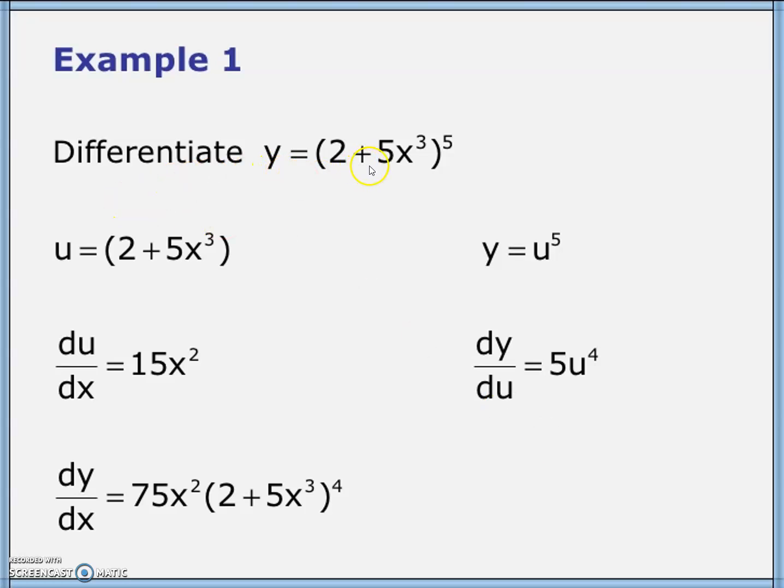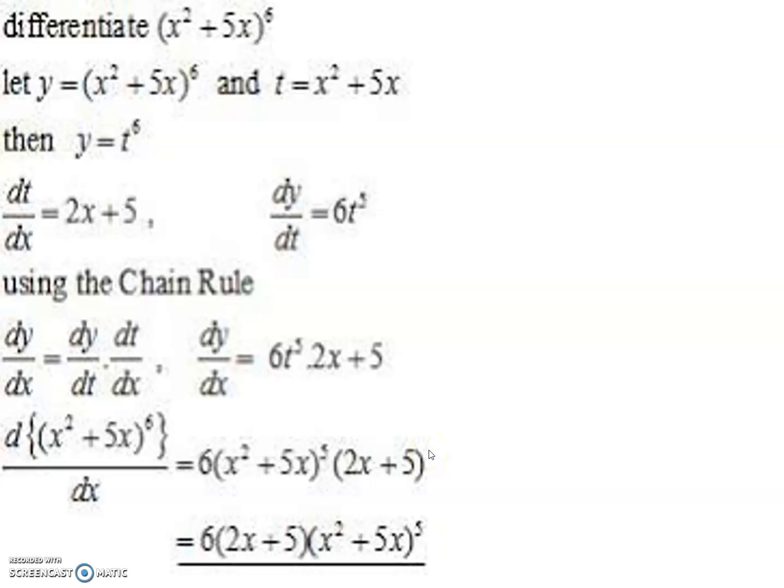Differentiate y is equal to 2x plus 5x cube, whole bracket raised to 5. We have to use the chain rule here. Let u be 2x plus 5x cube, so y is u raised to 5. Derivative of u raised to 5 is 5 u raised to 5 minus 1, that is 4, times the derivative of u with respect to x, that is 15x square. How is it possible? Derivative of 2 is 0, 5 remains the same, derivative of x cube is 3x square, 5 into 3 is 15x square. So now dy by dx is equal to 75x square into 2 plus 5x cube raised to 4.